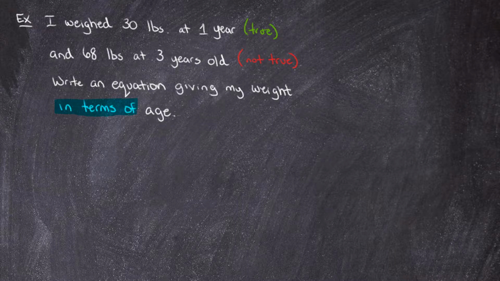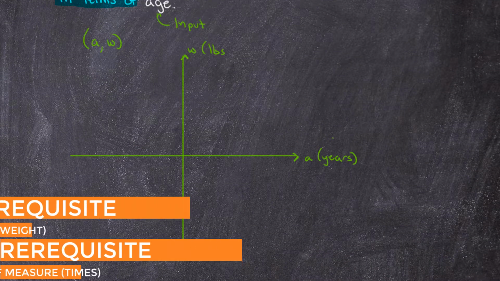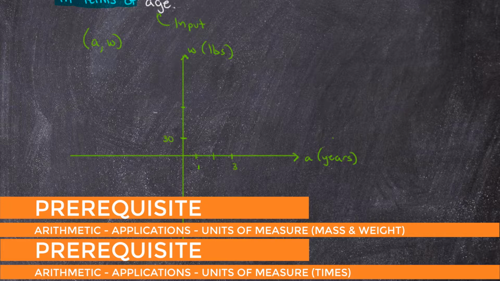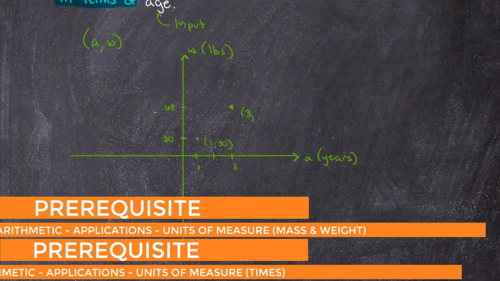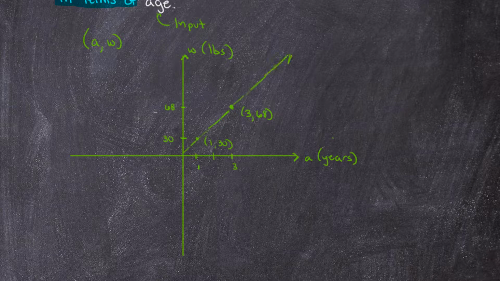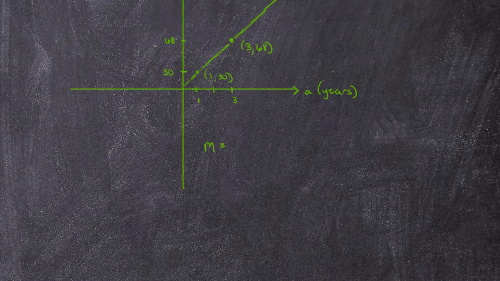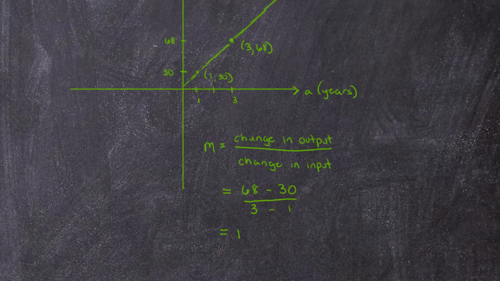Again, we see those magical words, in terms of, and they tell us that age is the input or independent variable, which is also known as the horizontal variable, and weight will be our output or dependent variable. Graphing a set of axes and labeling them properly, I now write out the points they've given me, (1, 30) and (3, 68). The form is not called the two point form, so I'll need to compute the slope of the line connecting these 2 points to get the slope into this. We know from our prerequisite material that the formula for slope is this. Thus, plugging in our numbers, we get that the slope is 19.